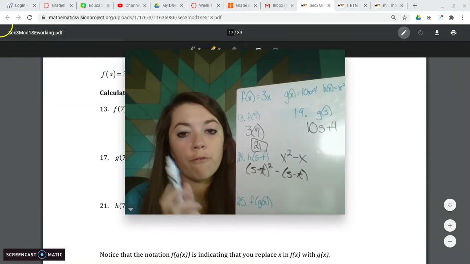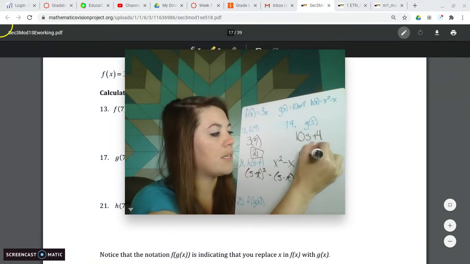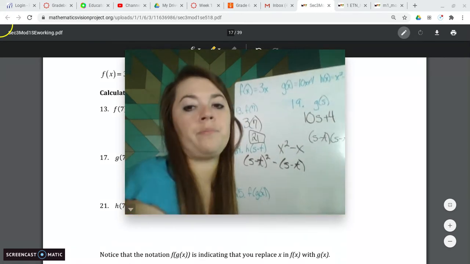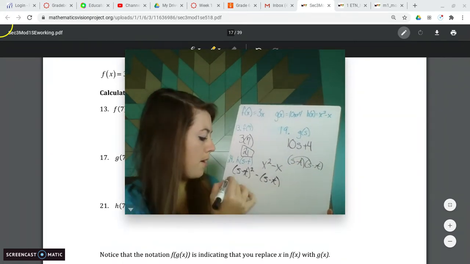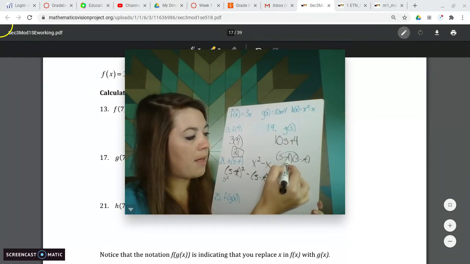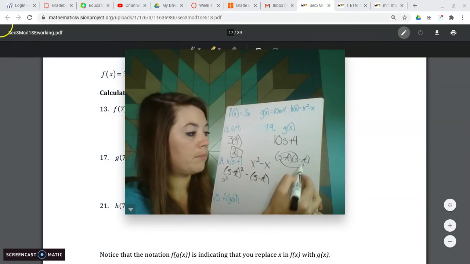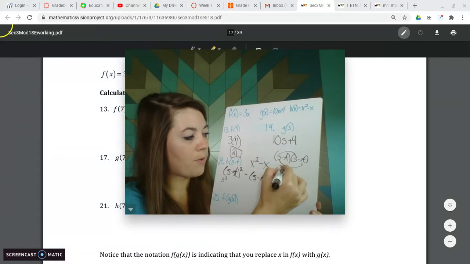We're using FOIL. So write it out: s minus t times s minus t. First, outer, inner, last. Multiply the s's together. We're going to get s squared. FOIL: first, outer. Sorry, brain malfunction. S times negative t. So we have s squared minus st.